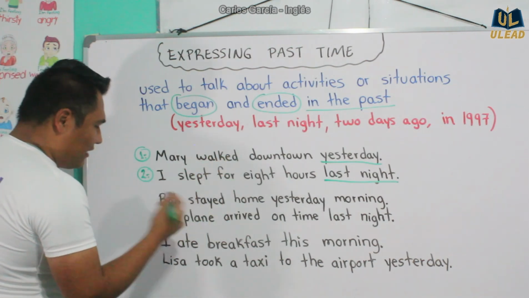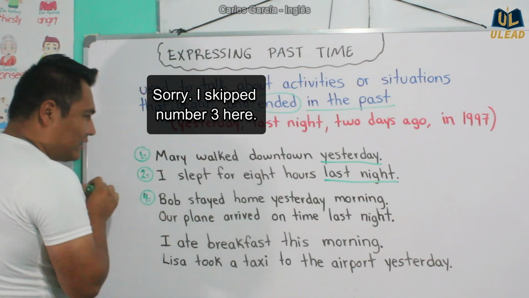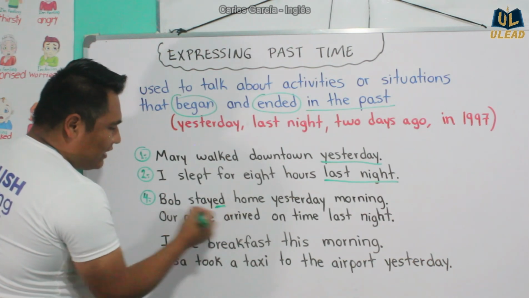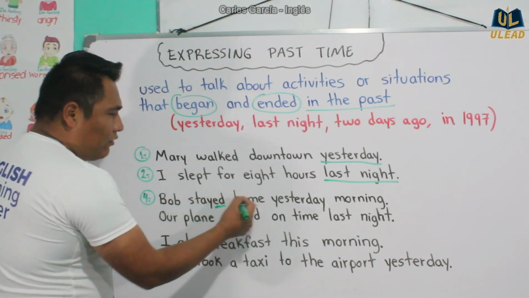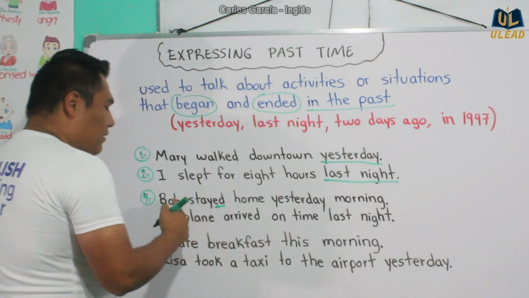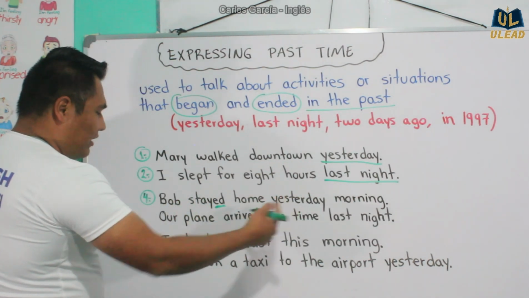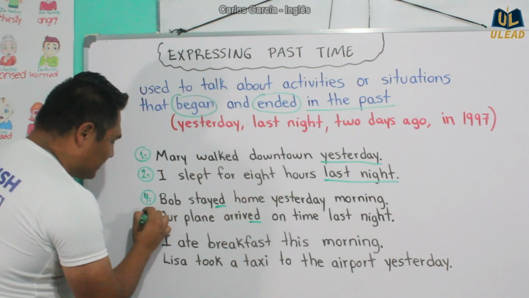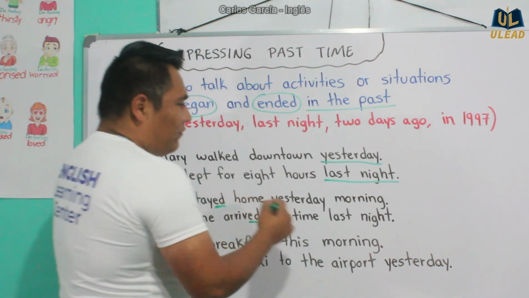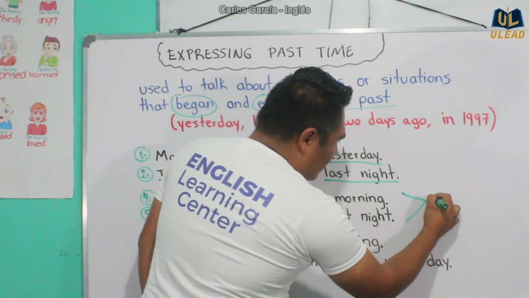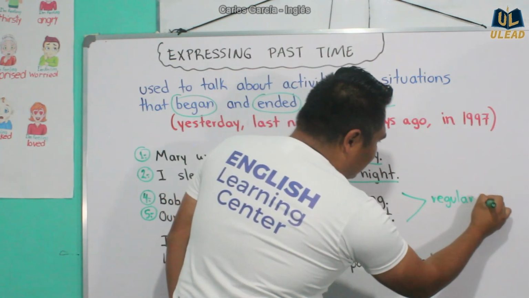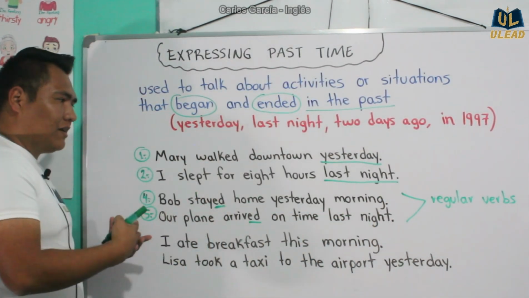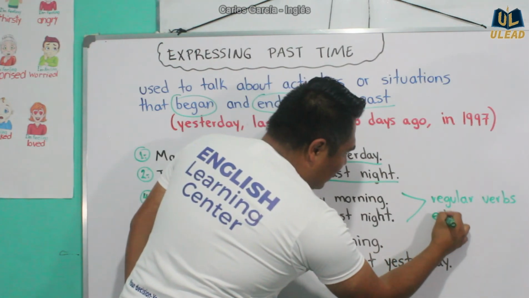So we have another one here, number 4. Now this time I'm going to focus on the form of the verb. If you see here, it's ed. Bob stayed home yesterday morning. Okay, Bob stayed home yesterday morning. Our plane arrived on time last night. This is number 5. So number 4 and 5 are what we call regular verbs. Okay, regular verbs. And most of the verbs in the past time just need ed at the end.